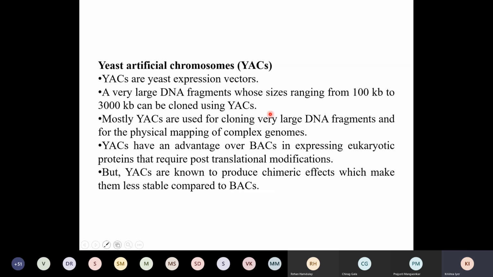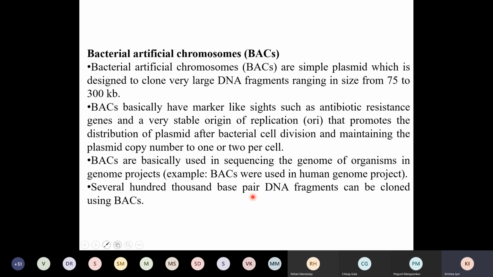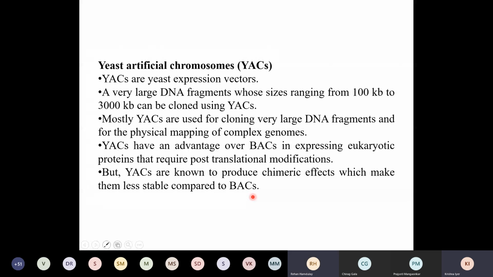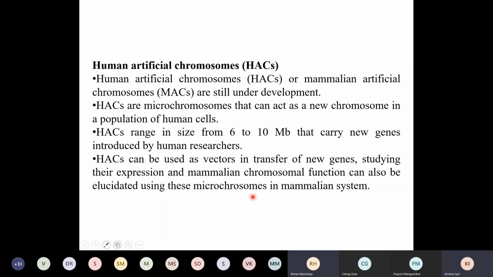So if I start with a yeast artificial chromosome, and it is able to take pieces from somewhere else and put them inside it, or give pieces of it to somebody else, it will give what are called chimeric effects. And when that happens, you don't know exactly what is happening, which is not good. That's why they are less stable compared to bacterial artificial chromosomes, which are a little more stable. They don't do these recombination events. Is that clear? Okay, sir. Thank you.